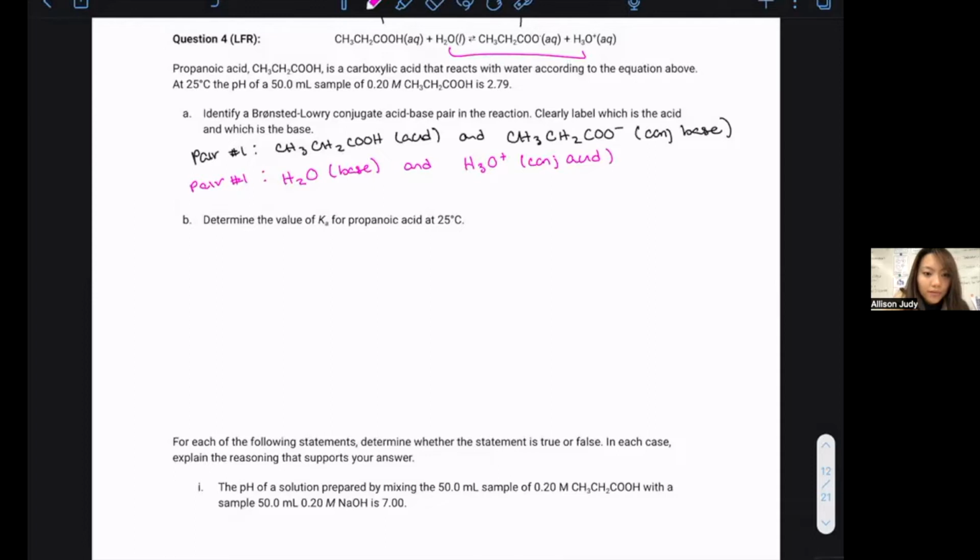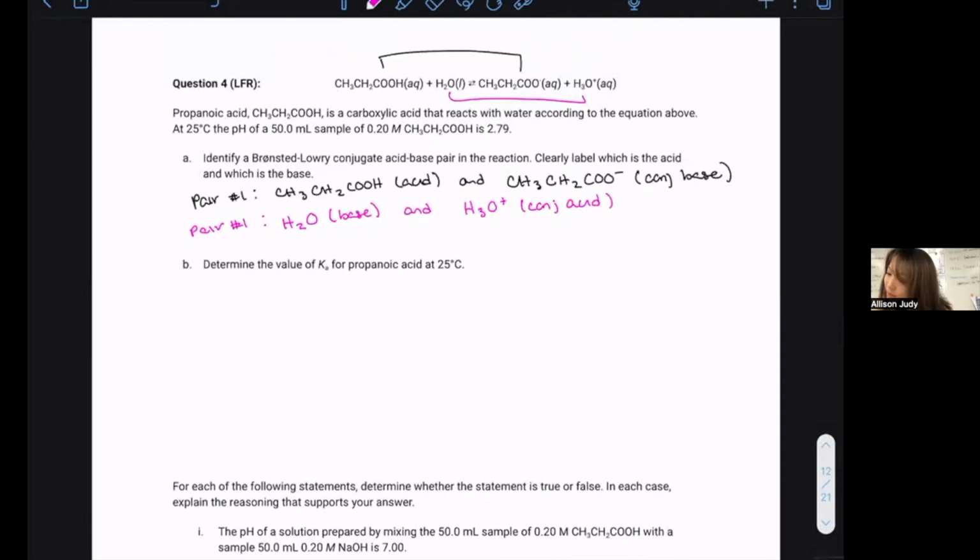So what you have to realize is, in order to determine the Ka value, you are given pH at equivalence. Okay, so this is the pH at equivalence. You are also given the original molarity of the sample, right? So at 25 degrees Celsius, the pH of the 50 milliliter sample of 0.2 molar is 2.79. So we're assuming the pH of the solution, unless otherwise told, is a pH at equilibrium.